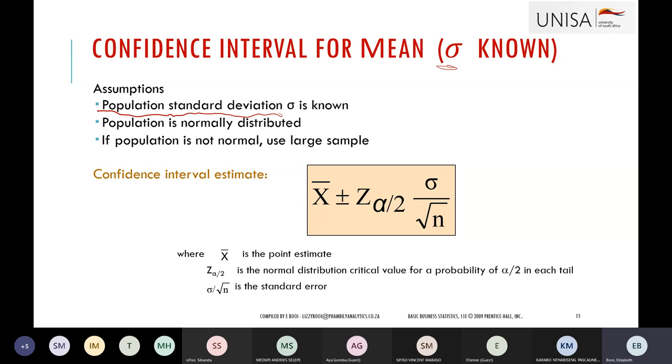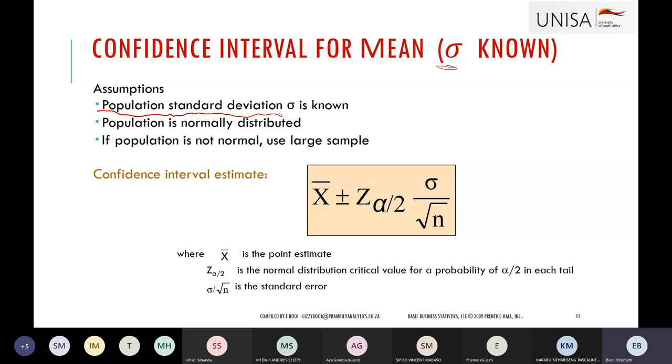But the only one that is important for now, which will guide us in deciding whether we are using the T table or the Z table, is the population standard deviation. If it is given or known to us from the question, then we know that we do a confidence interval for the mean where the population standard deviation is known.